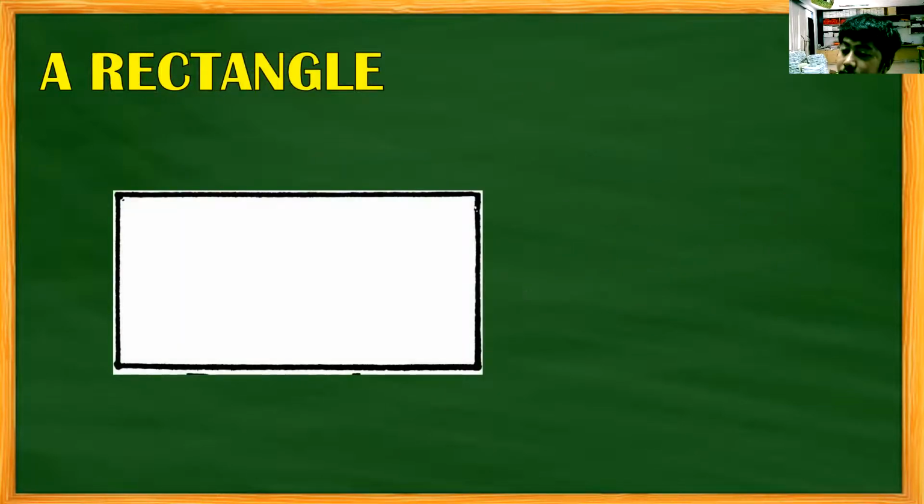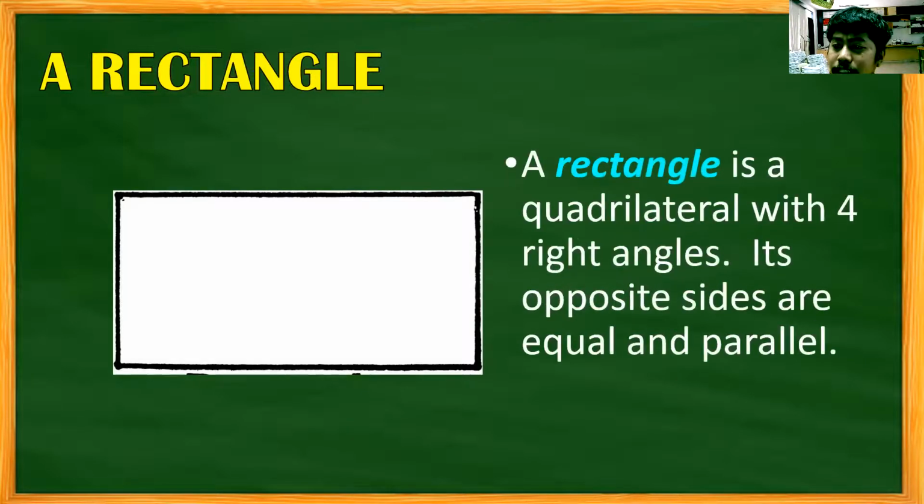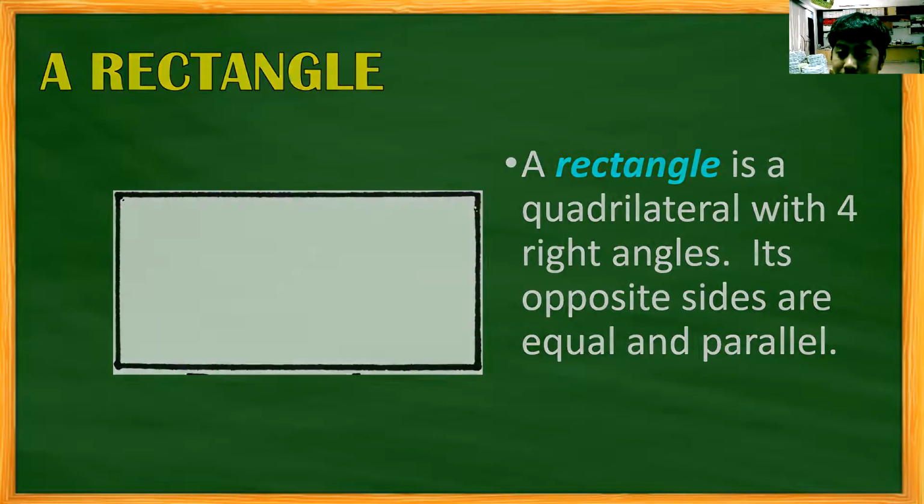Rectangle. Okay, this is another type of quadrilateral. What's a rectangle? A rectangle is a quadrilateral with four right angles. Its opposite sides are equal and parallel. When we have shorter sides here, and longer sides at the top and the bottom, that's a rectangle.